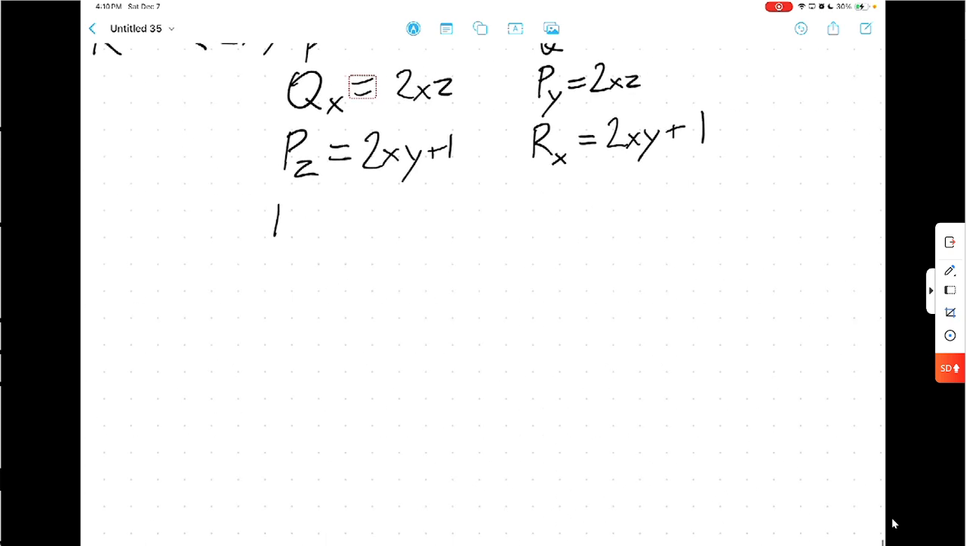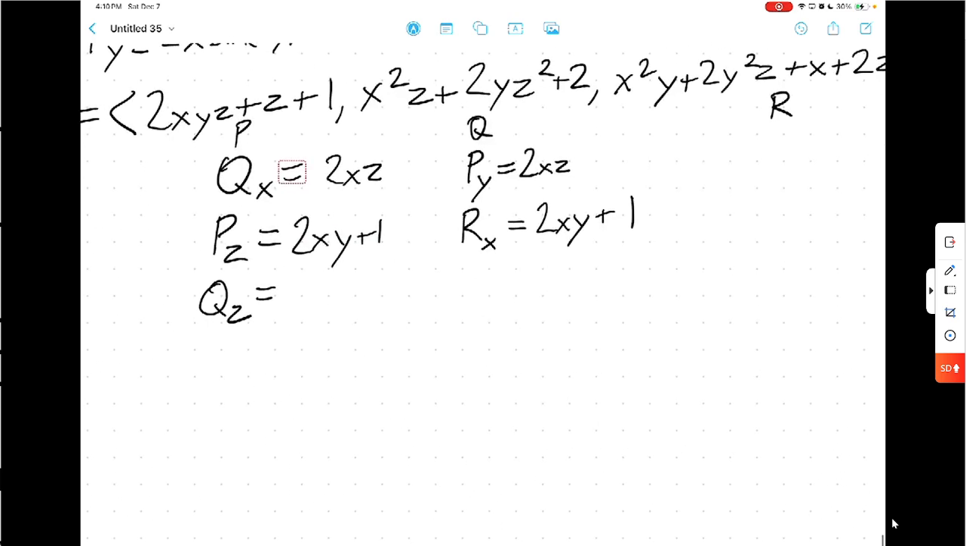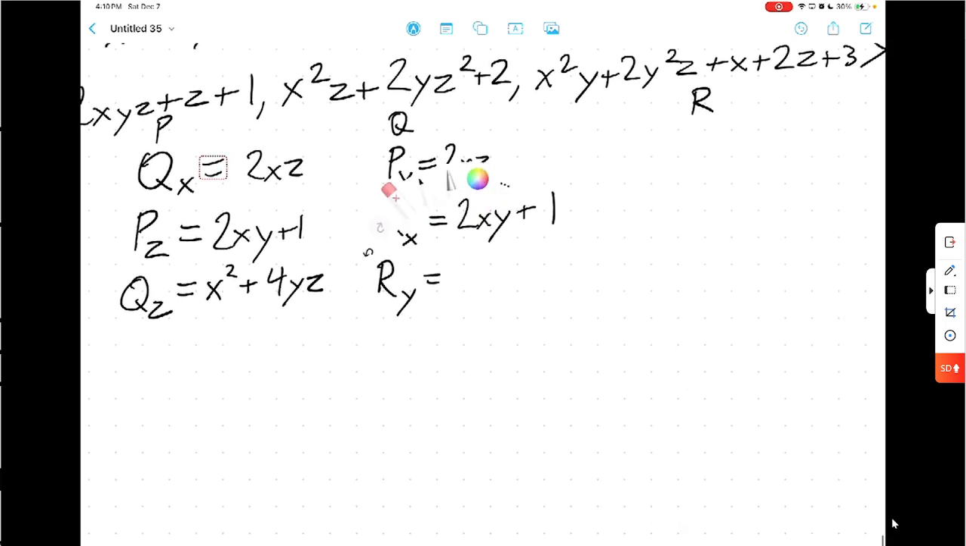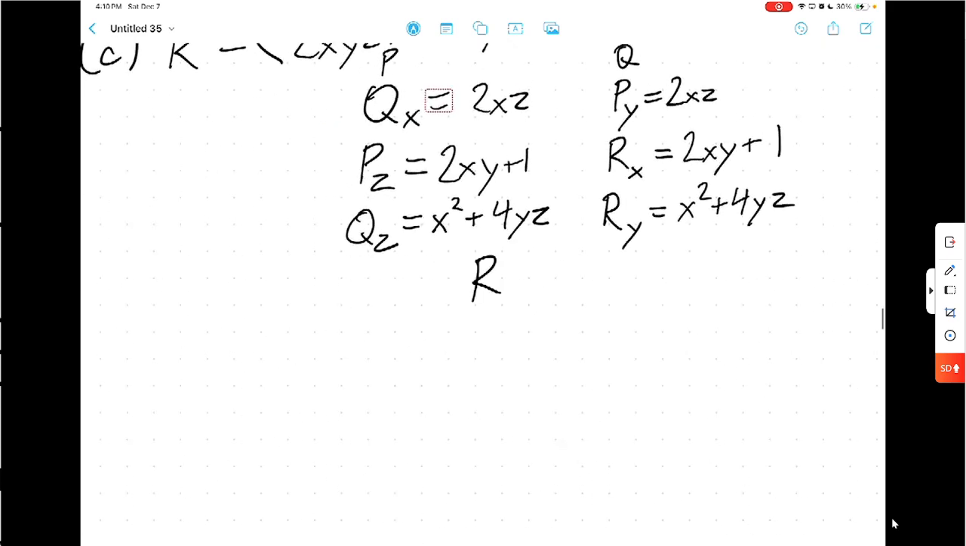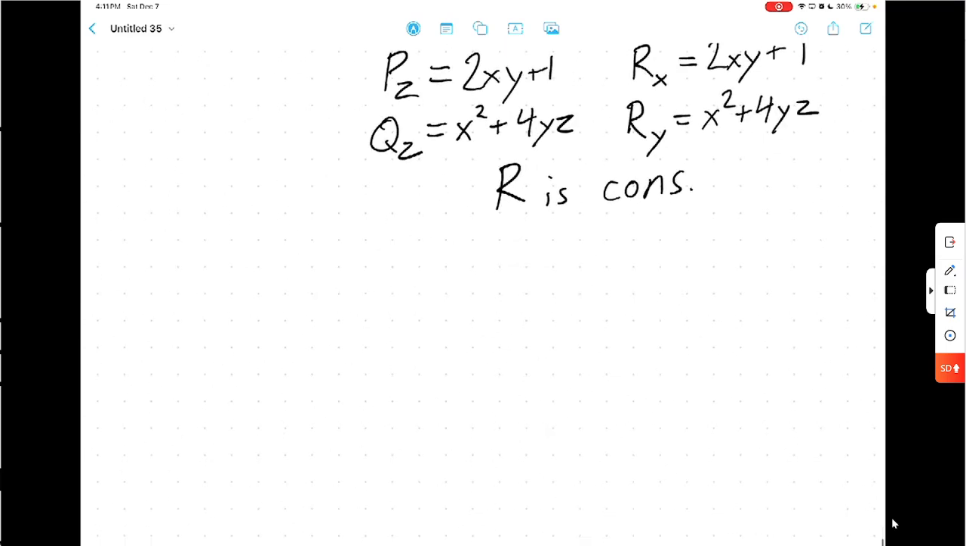Okay, one more left. Q with respect to z, we have x squared plus 4yz. And r with respect to y, x squared plus 4yz. R is conservative. And now we have to find the potential function.